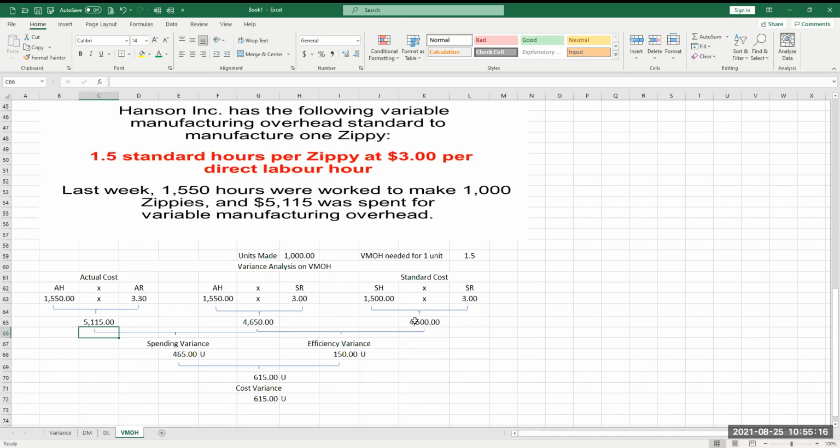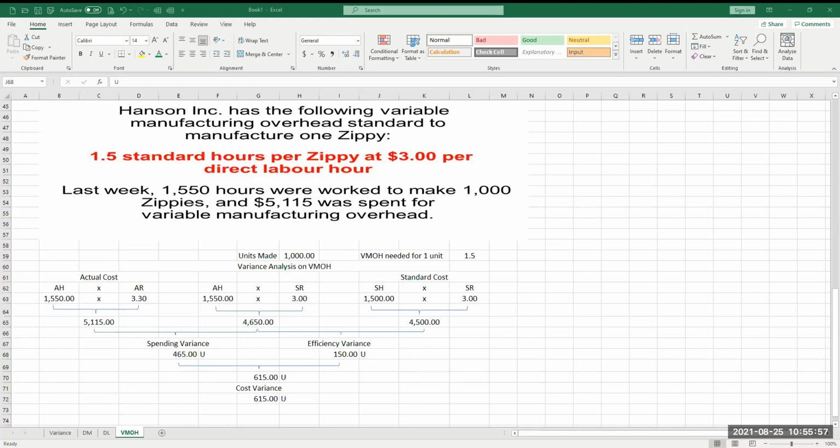So from here, I can easily get the standard cost. The standard hours are the number of units that I actually produce times the standards that I have for one unit, 1,500, and the actual rate will be the total cost divided by the actual hours that I use. As you can see from here, I'm spending 50 more hours, and that brings me the unfavorable $150, and I'm paying for the variable overhead an increase of 30 cents. That produces another unfavorable spending variance. Remember, 465 unfavorable and 150 unfavorable.